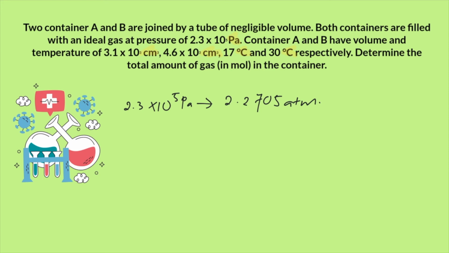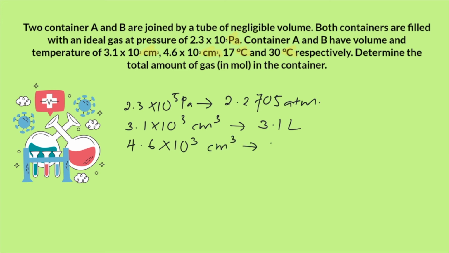Alright, next up we are going to convert all the volumes. We have two different volumes because we have two different containers. For container A we have 3.1 times 10 to the power of 3 centimeter cube. From centimeter cube you want to convert to liter, so you divide by 1000 and you get 3.1 liter. The same goes for the other container, which is 4.6 times 10 to the power of 3 centimeter cube, so it's equivalent to 4.6 liter.